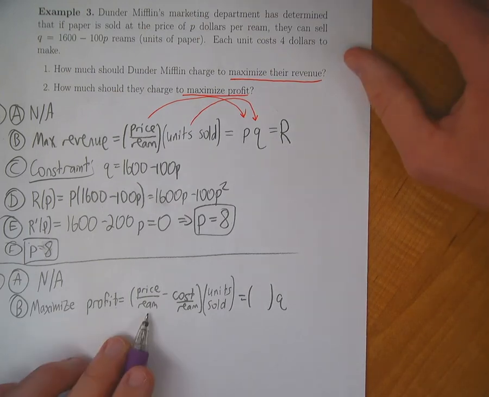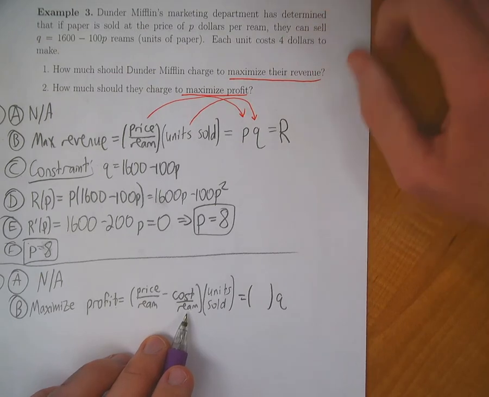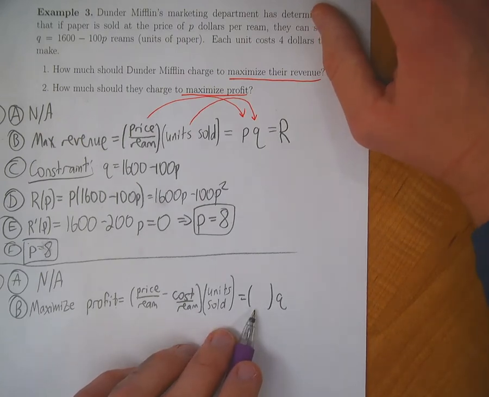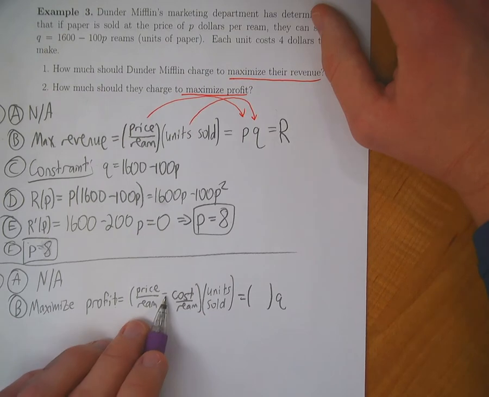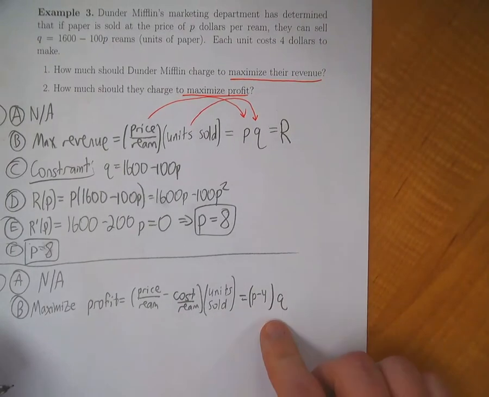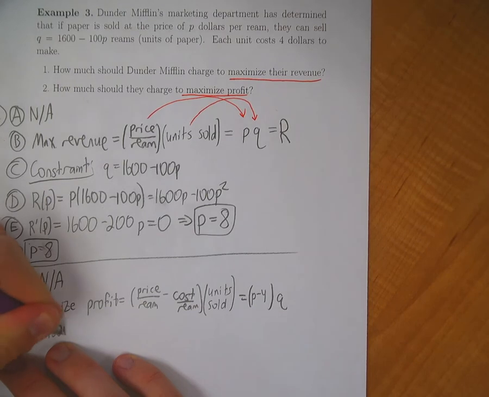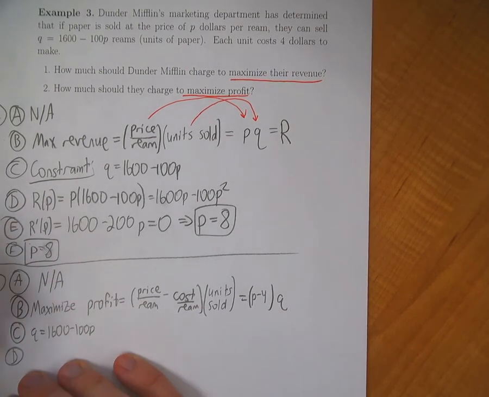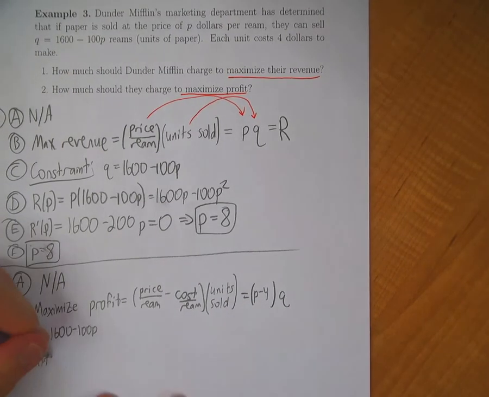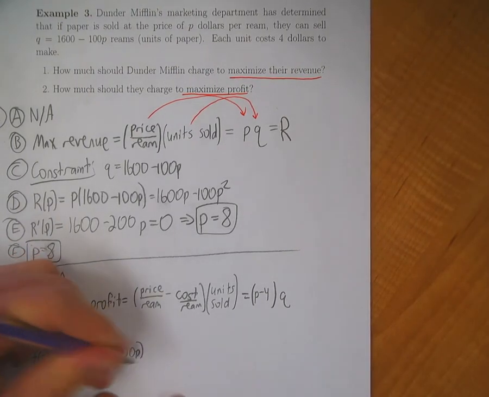So P is the price per ream, right? And the cost per ream is $4. So what goes inside here? It'll be 4P. Or I mean P minus 4. Yeah, P minus 4. Okay. So that's going to be our profit. And then part C, the constraint as before, is still Q equals 1600 minus 100P. So then part D is our function f(P), which is going to be our profit function, P minus 4 times 1600 minus 100 times P.